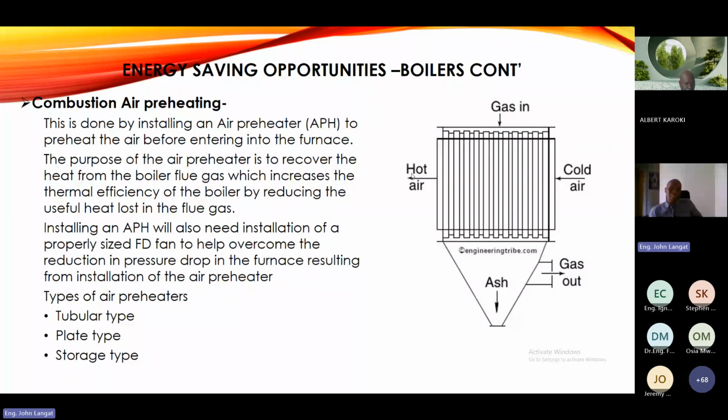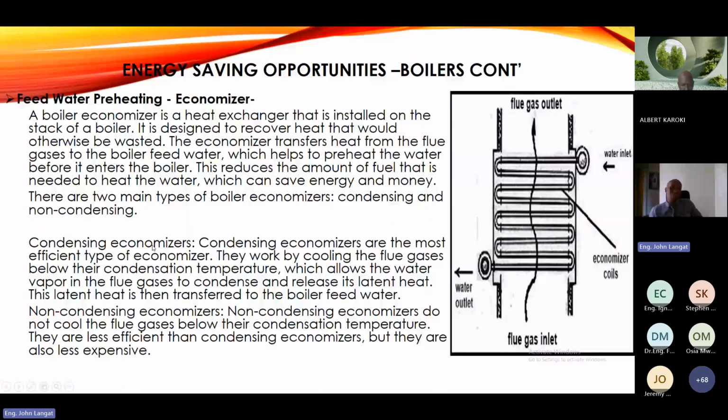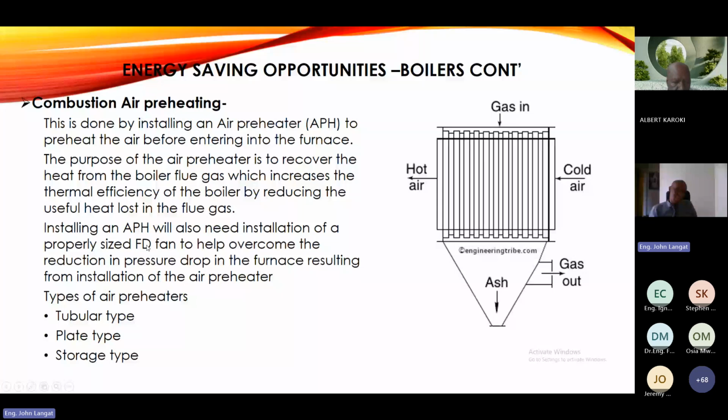But now there's a challenge. Once you introduce this, then you bring in the issue of pressure drop. There isn't sufficient draft, and that's why something called a forced draft is introduced. That's why you hear of the FD fan being introduced. There are three types of air preheaters. We have the tubular type, plate type, and storage type.